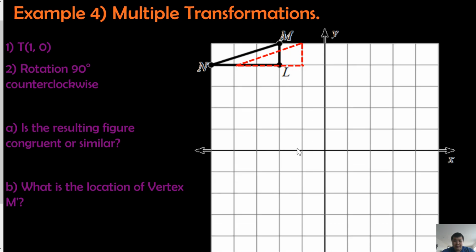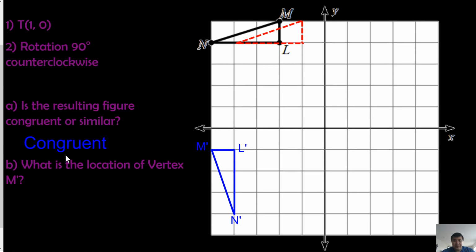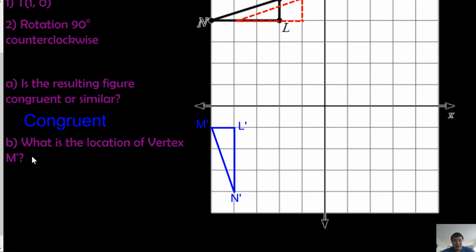It should become negative 1, 4 becomes negative 4, negative 1. Okay, so negative 4, negative 1 should be right here. And conversely, this point is going to be on the edge as well over here, giving us something that looks like this right here. Okay. And the resulting figure, is it congruent or similar? Congruent, okay. What was the location of the vertex M? You can see that is negative 5, negative 1.